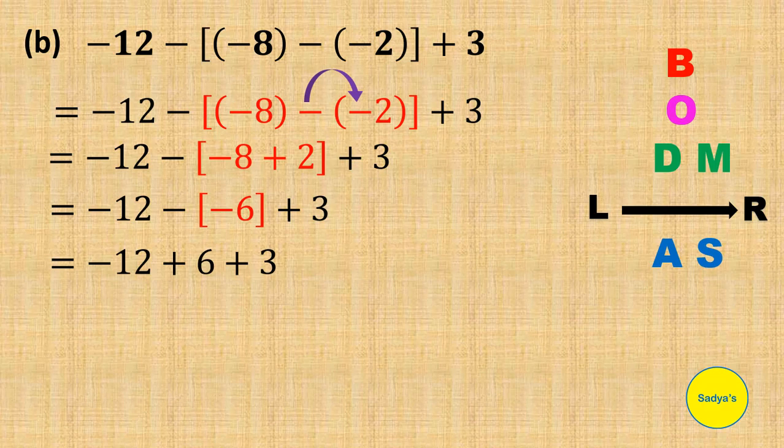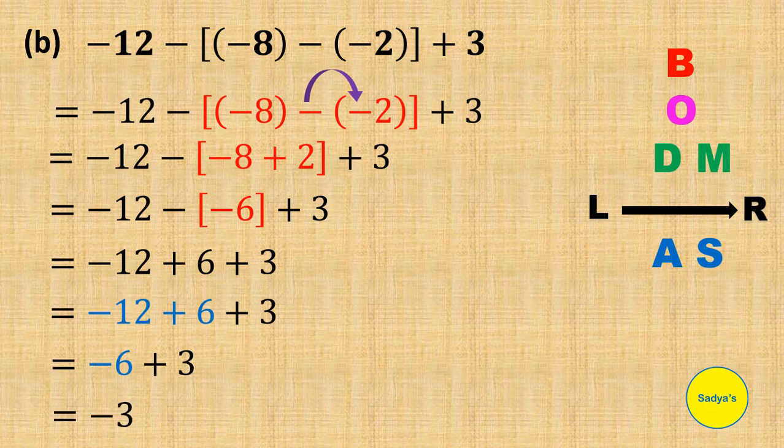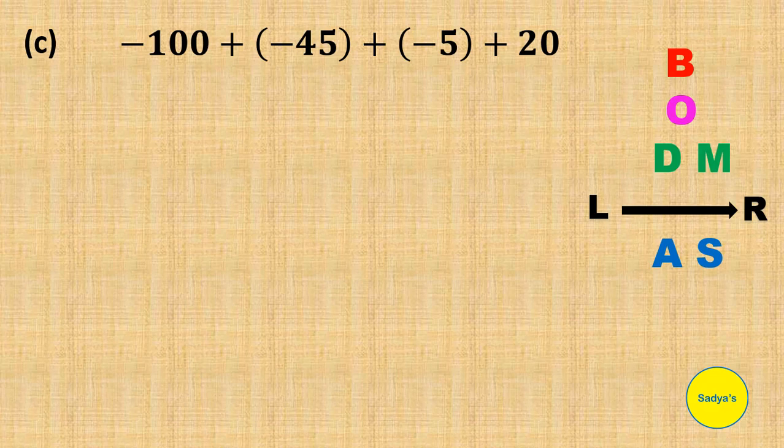Now this question only involves addition and subtraction. So going from left to right, first of all we are going to solve negative 12 plus 6. Negative 12 plus 6 is equal to negative 6, plus 3 comes as it is. And negative 6 plus 3 is equal to negative 3. Let's move to another question.